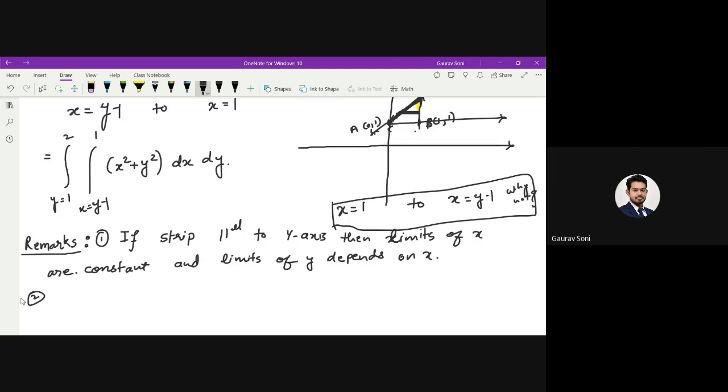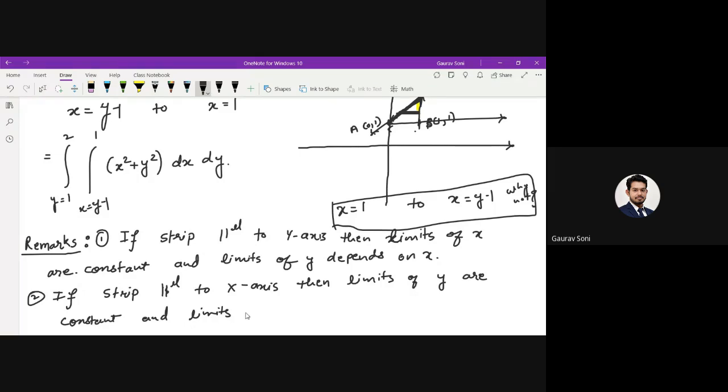Second, if the strip is parallel to x axis, then limits of y are constant and limits of x depend on y. Fine. Anyone who can give this answer?